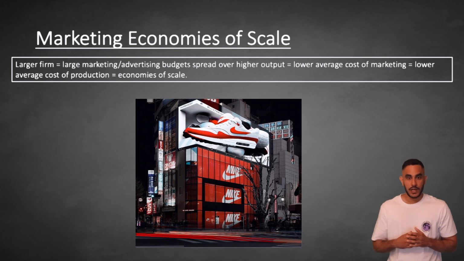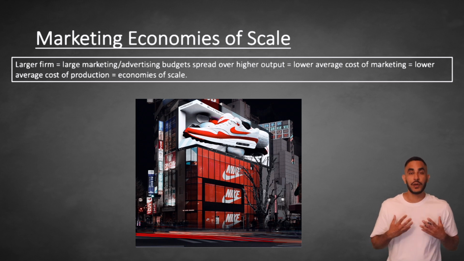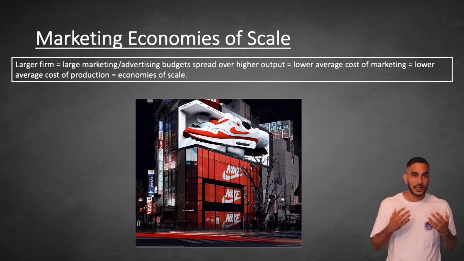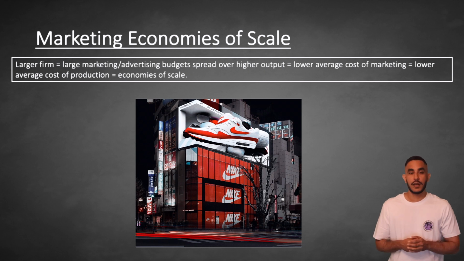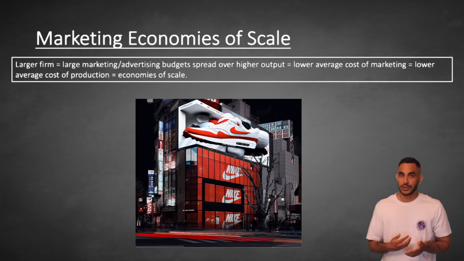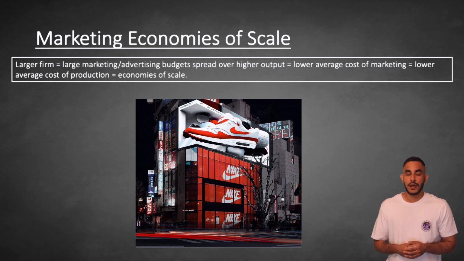Marketing economies of scale is where the cost of advertising per unit is lower for firms that produce large outputs of a good or service. For example, if a company produces 100 trainers and pays £1 million for an advertising campaign, the cost of advertising per trainer is going to be £10,000. But if Nike produces 1 million trainers and pays £1 million for an advertisement, the cost of advertising each trainer is now only £1, and therefore Nike have been able to reduce their average cost of producing trainers.